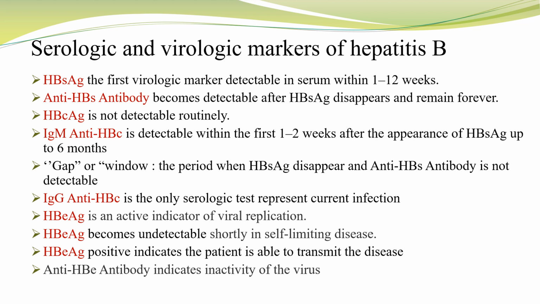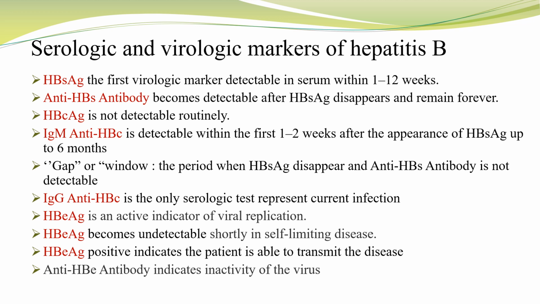HBe antigen is an active indicator of viral replication. So HBe antigen shows the pathogenicity of the disease. It means the disease is so infective. And also HBe antigen positive indicates the patient is able to transmit the disease. Anti-HBe antibody indicates inactivity of the virus and the patient is not spreading the virus.